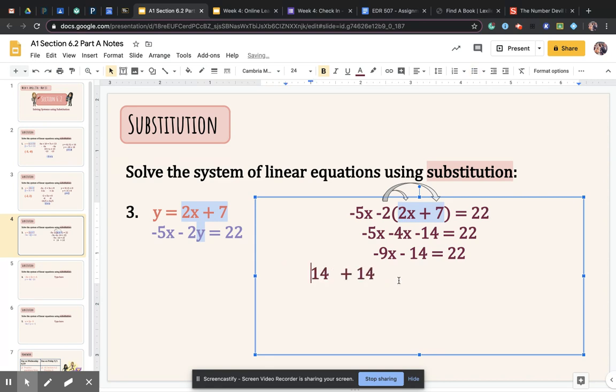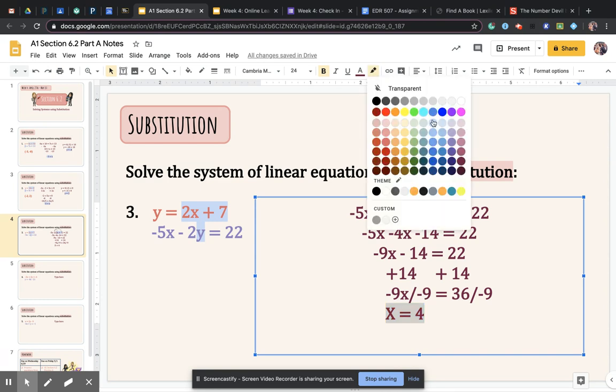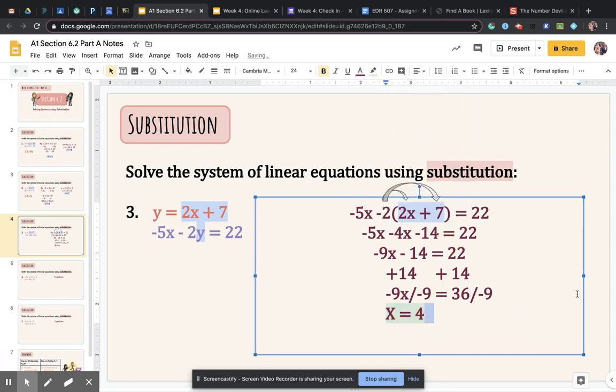I think that it does that. It sometimes likes to write it like a bullet, but it's not. So if I add 14 to both sides, I get negative 9x is equal to, and that should give us 36. I am going to divide both sides by negative 9. And when we do that, we get x is equal to 4. There we go. I'm going to highlight that in green.